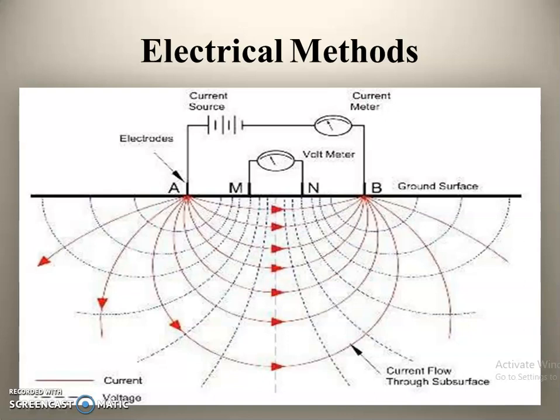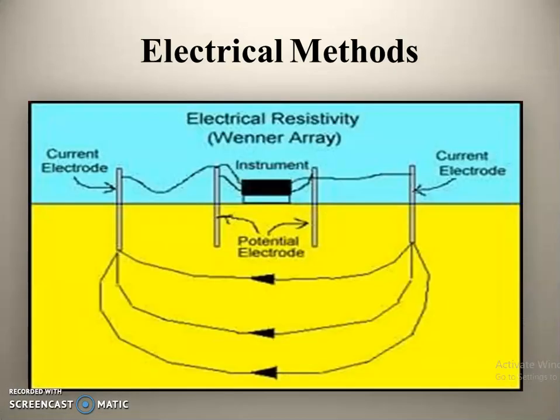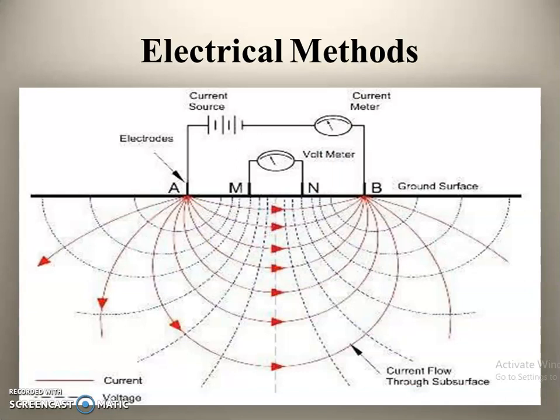There are two types of resistivity methods. One is the Wenner electrode array and another one is the Schlumberger electrode array. The procedure followed in these methods is that 4 electrodes, namely the 2 current electrodes, A and B, and two potential electrodes, M and N, are inserted into the ground. A known current I is sent to the ground through the two current electrodes, A and B. The potential difference V between the two potential electrodes, M and N, is measured.